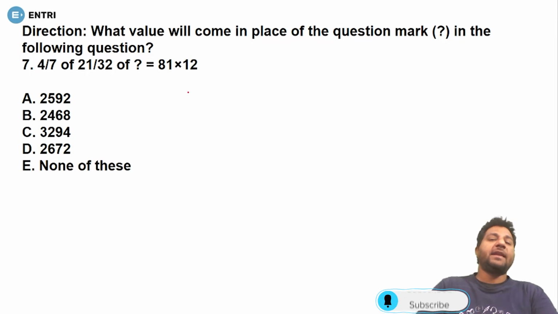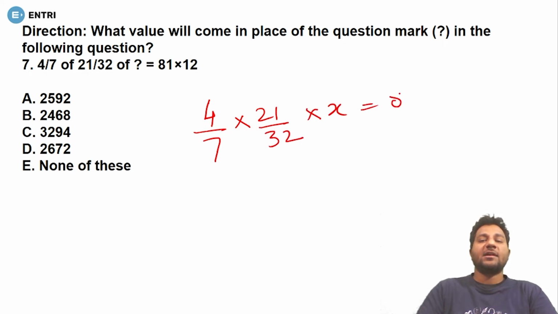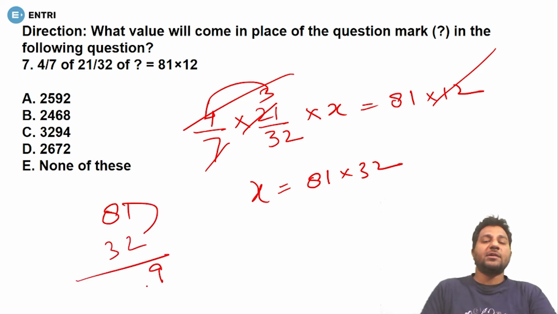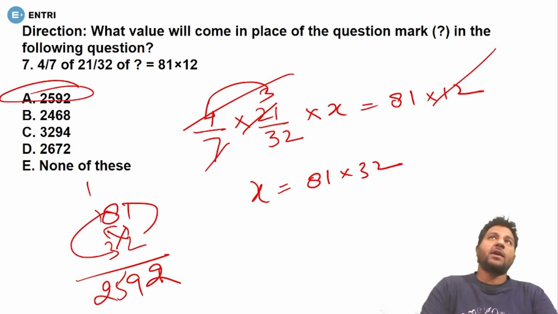Next question says 4 by 7 of 21 by 32 of x is 81 into 12. Now 7 3s are 21, 4 3s are 12, 12 gone. That means x equals 81 into 32. Now you need to learn about this method. Look, 2 ones are 2, 2 8s are 16, 16 plus 3 is 19. 3 8s are 24, plus 1 is 25. 2592, option A. It was a piece of cake question.